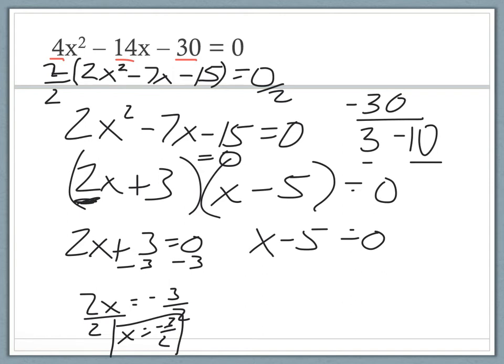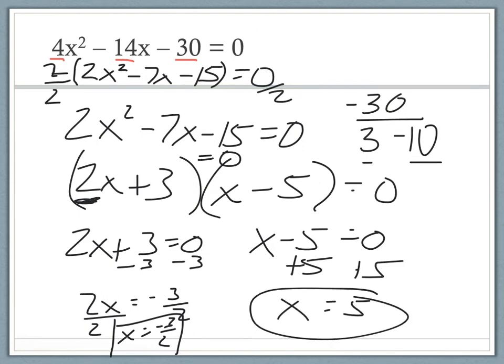Now let's go ahead and do the other side. I'm going to add 5 to both sides. So x equals positive 5. So there's my two answers. x equals negative 3/2 and x equals 5.